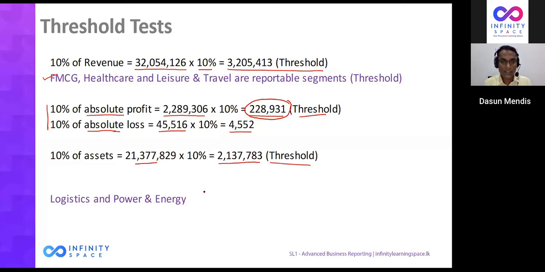Okay, is that clear with you? Is that okay with you? Then what we need to do is, let's say you make the decision to show logistics and power and energy, club them together under the other segment. If you put anything under the other segment, then you need to go for the consolidation revenue test as well. Consolidation revenue test.